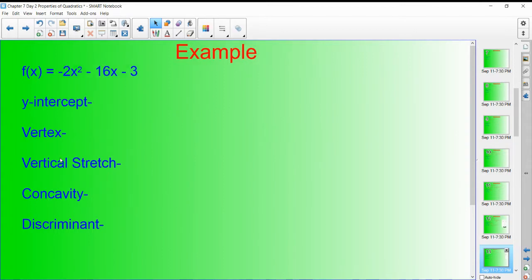Now it's your turn. Okay, I want you to find the y-intercept, the vertex, the vertical stretch. Does it open up or down? And the discriminant. Pause the video. It should take you a few minutes to try this one. So try it out. If you make mistakes, I want you to make them now. When you're ready, unpause the video, check our answers.